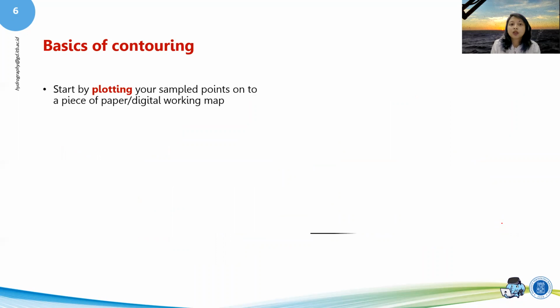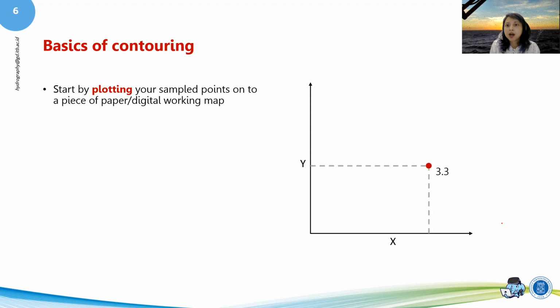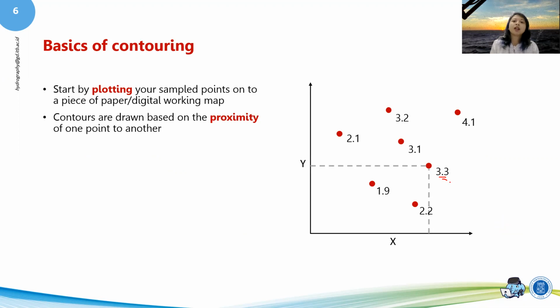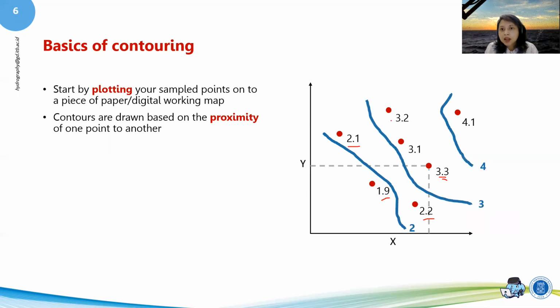This is very basic, but I think it's good to review. Basically, you need to start by plotting your sample points on your map. For example, X and Y, and then this is going to be, for example, your depth or your height. That's basically what we did already in the practical. Then you will have a set of points, and the contours are drawn based on the proximity of one point to another. For example, we've got 2.2, 2.1, and 1.9 here, and then you don't have anything in that range again. So we can say that that's 2, that one is 3, and that one is 4. Those are the contour lines of this area at least.